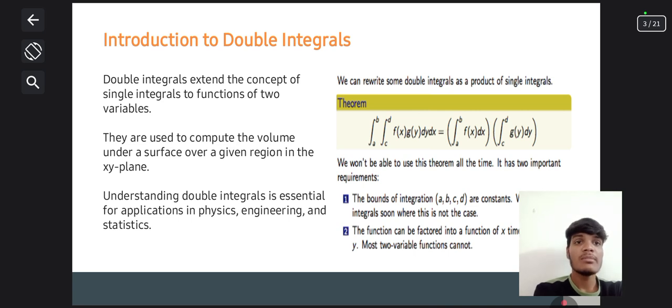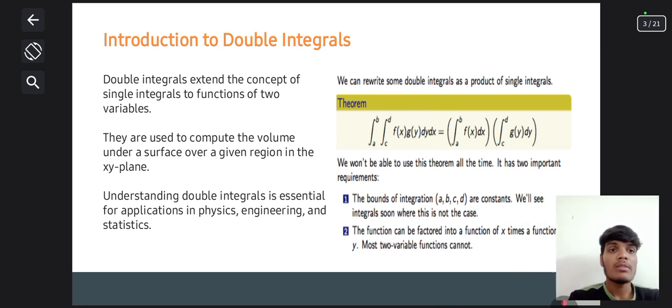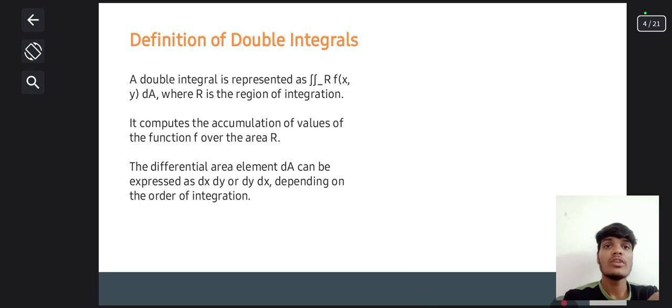We can rewrite some double integrals as a product of single integrals, as given on the presentation. We won't be able to use this theorem all the time. It has two important requirements. First, the bounds of integration a, b, c, d are constant. We will see integrals soon where this is not the case. Second, the function can be factored into a function of x times a function of y, but most two-variable functions cannot. Next, we are going to another slide.